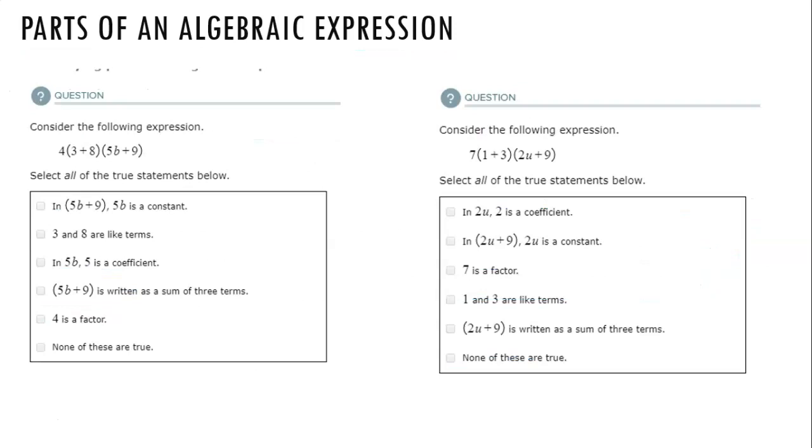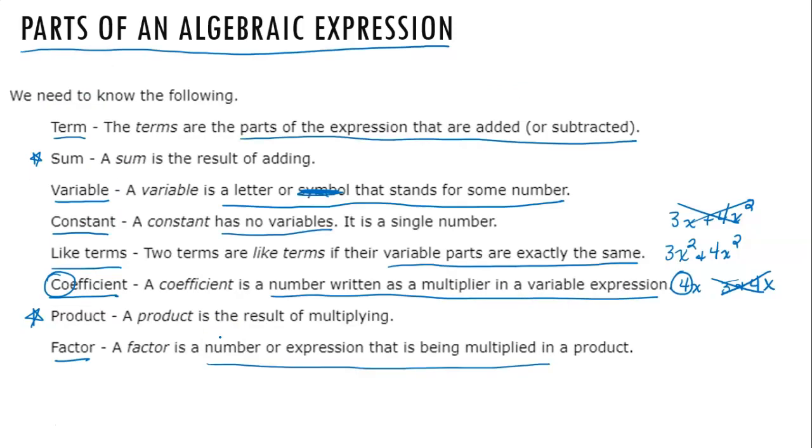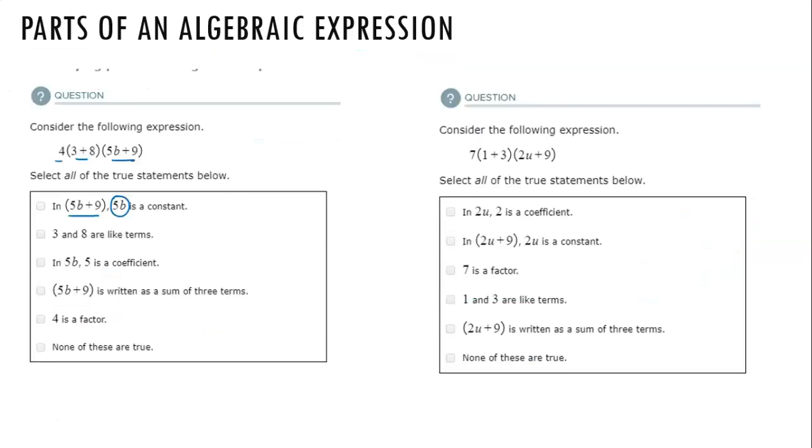So let's see if we can identify some of these parts. What we've got here is an expression. We've got 4 being multiplied with 3 plus 8 being multiplied with 5b plus 9. It first wants us to look at the 5b plus 9 and decide whether 5b is a constant. Well, remember, a constant has no variables. It's a single number. So we would not select this as one to be true.